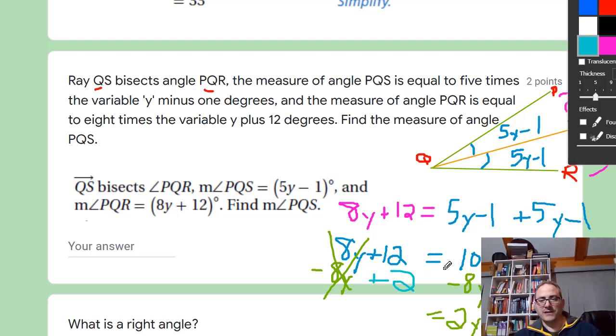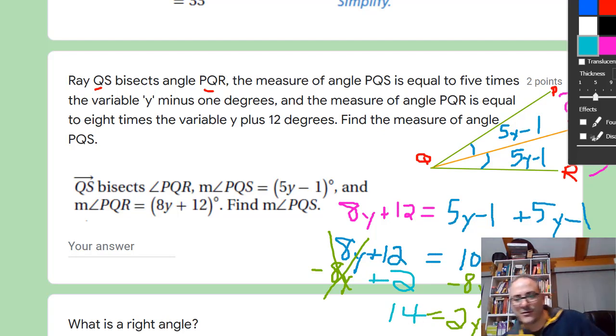Again, equations are a balance beam. If you do something to one side, you've got to do it to the other. Now this cancels. This goes away because negative 2 plus 2 is 0, which means I can ignore it, which means I've got to deal with 12 plus 2, which is 14. And we have one final step. We have 14 equals 2 times y.